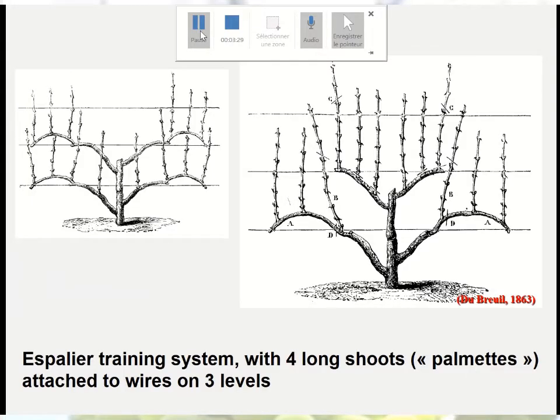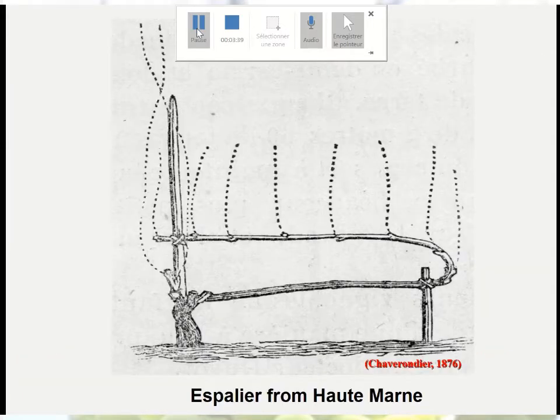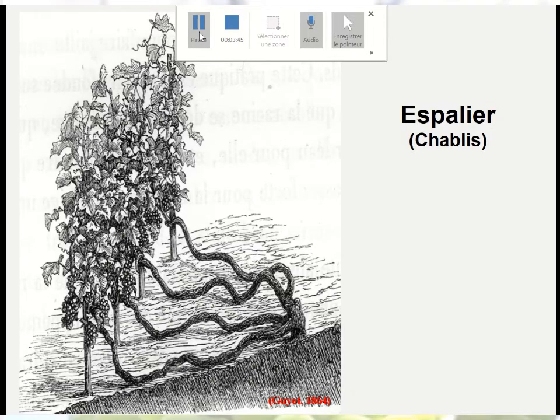As I said, now I'm going to show you some drawings so I can go faster. This is an example of a training system called palmette. This is a sort of VSP allowing to increase the wood, so the carbohydrate reserve. This is a sort of Chablis. Chablis is a training system used in Champagne.